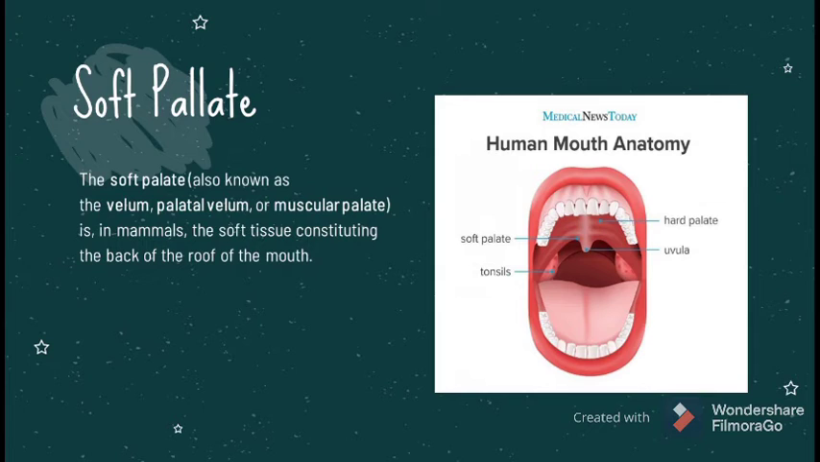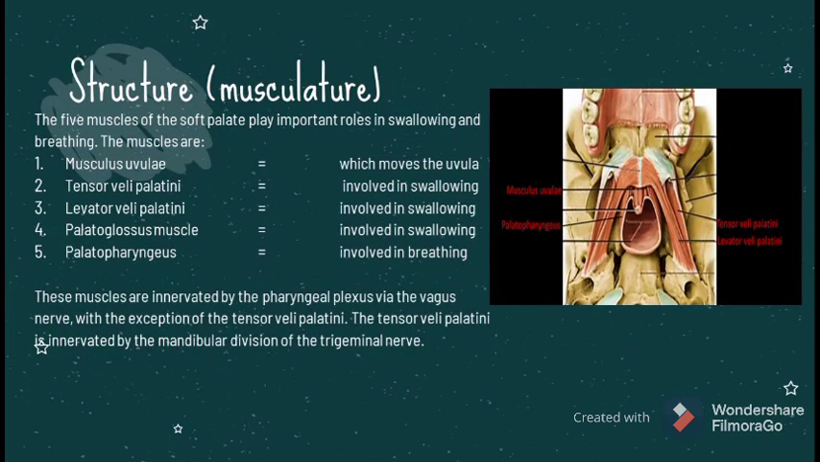So now we are going to discuss the soft palate. The soft palate, also known as the velum, palatal velum, or muscular palate, is in mammals the soft tissue constituting the back of the roof of the mouth. For the structure of the soft palate, we have 5 structures. The 5 muscles of the soft palate play important roles in swallowing and breathing.